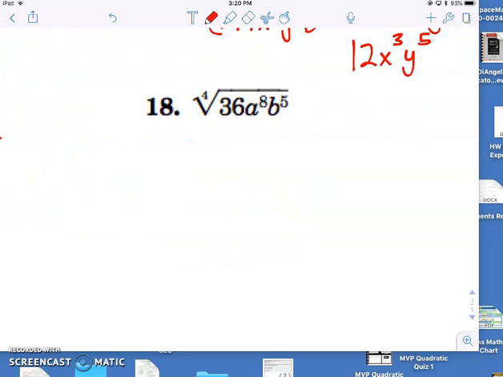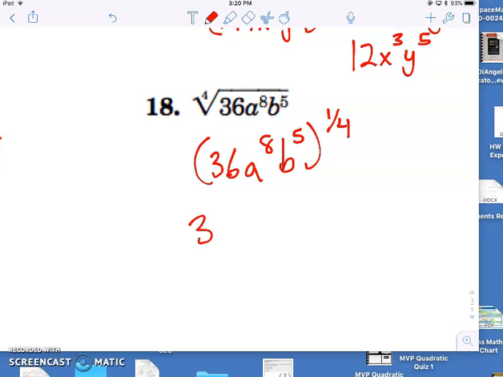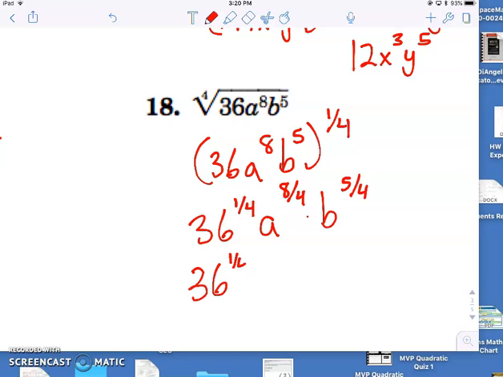And then a 4th root. So we have 36a to the 8th, b to the 5th to the 1/4 power. Distribute 36 to the 1/4, 8 times 1/4, or we could put 8/4 times b to the 5/4. Well, there isn't a 4th root of 36, so 36 to the 1/4, a squared, b to the 5/4.